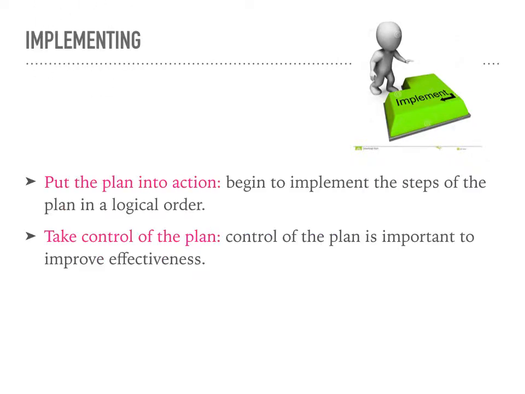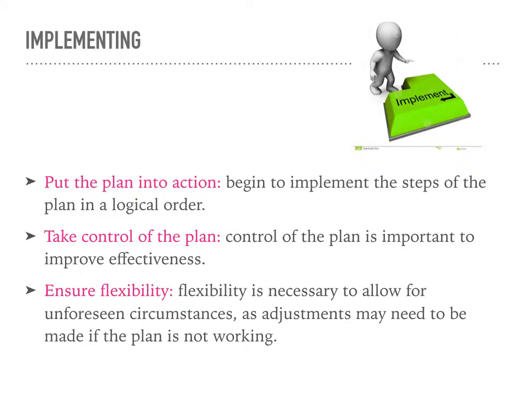The final area of throughputs is implementing. This is where we put the plan into action. You begin to implement the steps of the plan in a logical order, and then you take control of the plan. Control of the plan is important to improve its effectiveness. It's very important with implementation that you ensure flexibility. So if there's an issue, if something goes wrong, how can you actually do something different to still achieve your aim?